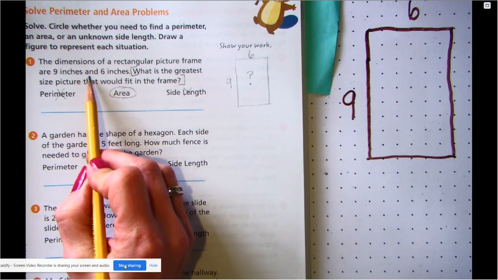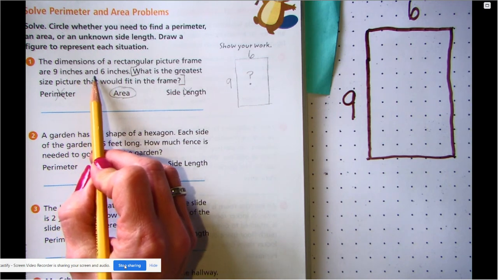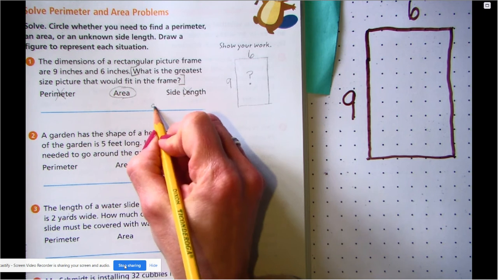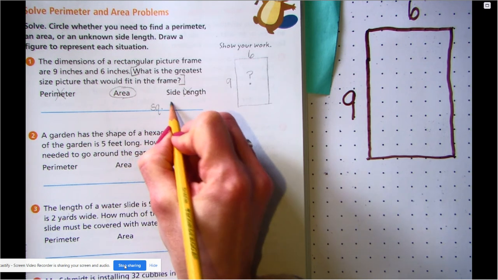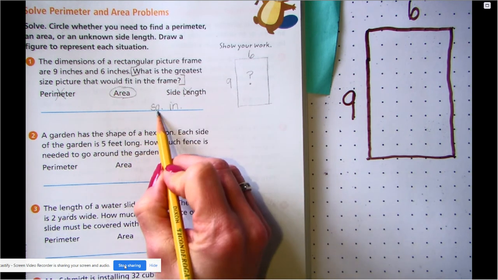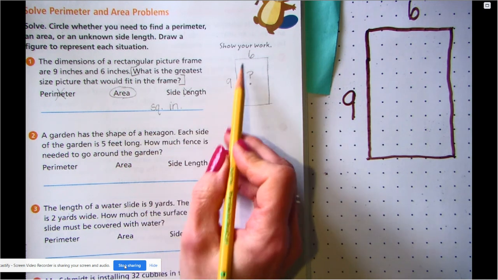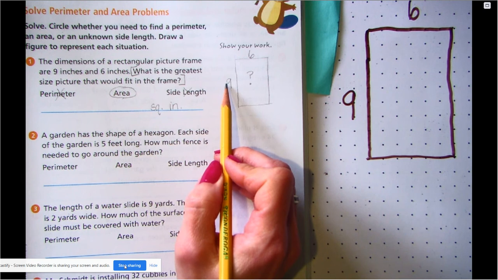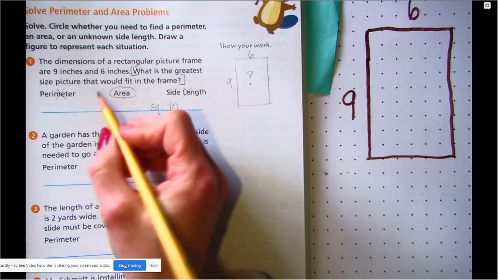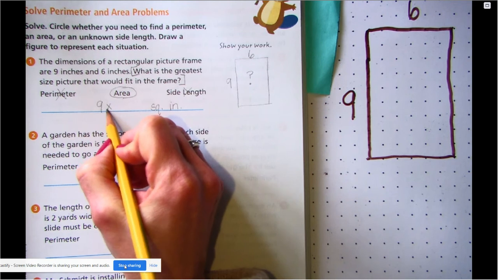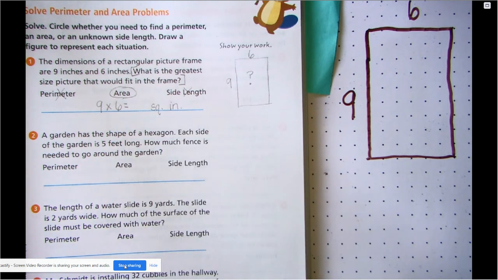So I know that my label is going to be square inches. So I'm going to write that down. I'm just going to use the abbreviation for square and the abbreviation for inches. And we know we're going to multiply those side lengths, those adjacent lines. So we're going to write 9 times 6 equals something. You should be practicing your multiplication facts to get faster with those. Your fourth grade teachers are going to expect that you know all of them.